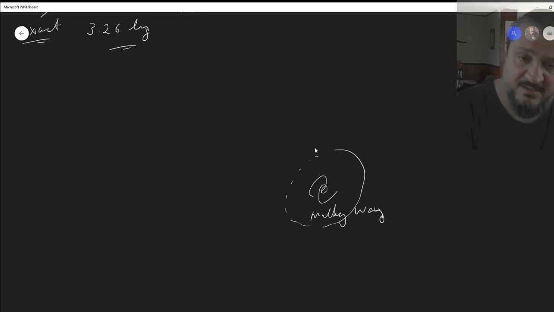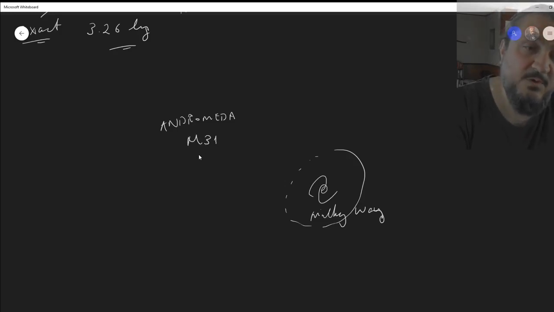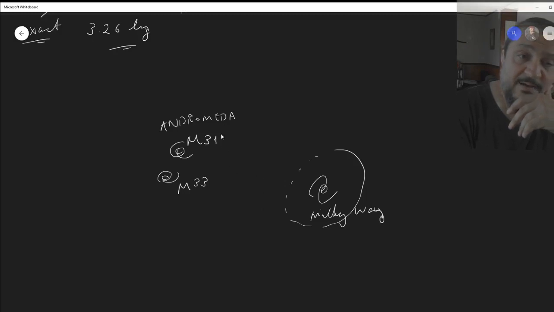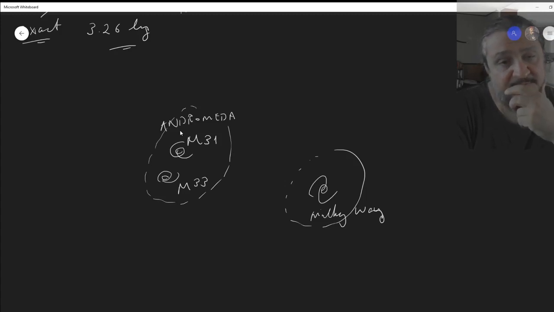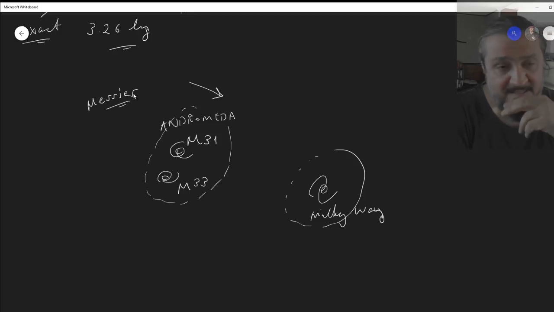Okay, but there's another group of galaxies called the Andromeda. Okay, and the catalog name is M31. And there's another one called M33 next to it. And this is kind of like Milky Way, okay? Very massive. Actually, Andromeda is more massive than the Milky Way. All right, but they're all spirals, okay? So there are also some satellite galaxies around it. And it's coming towards us, okay? This Andromeda. The M here stands for Messier, named after an astronomer. Messier type of galaxy, okay?